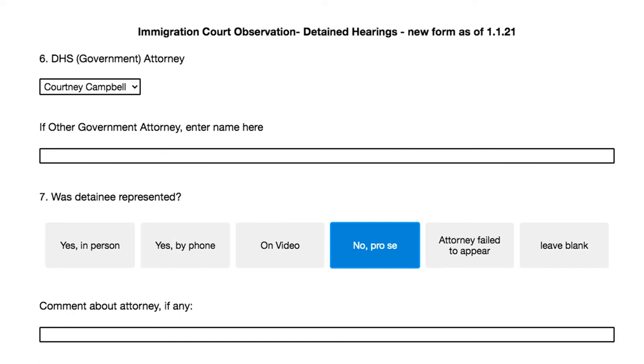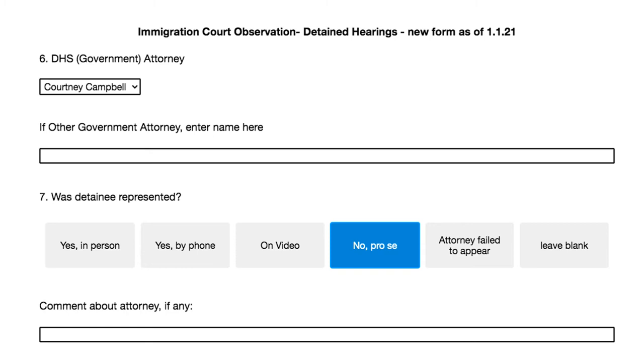Complete the DHS attorney questions using the drop-down menu. If the DHS attorney doesn't appear in the drop-down menu, click Other and type the name in the box below. Note that the name of the DHS attorney may be misspelled or vary slightly from the choices listed because new attorneys may not be familiar to observers, and it is often hard to decipher the pronunciation of their name. Pick the one that correlates the best.